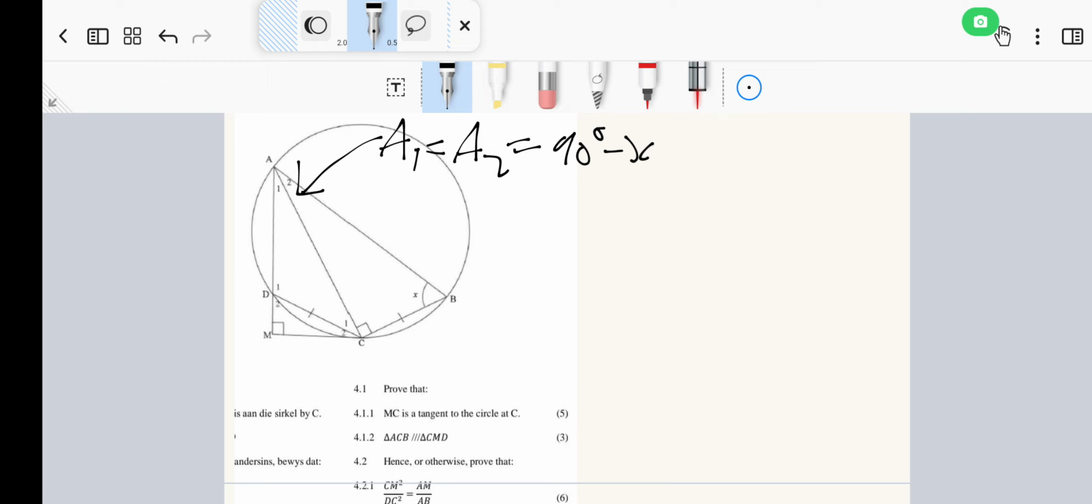But let's see, 4.1.2, we need to prove A. So I'm just going to highlight this so that I can see AC, B. A over there, C over there, B. So I need to prove that that triangle is similar to CMD. Okay, so those are the two triangles I need to prove similar. What have we figured out? We figured out what A1 and A2 is. We've got those 90s. Okay, that is going to be right. So D2.